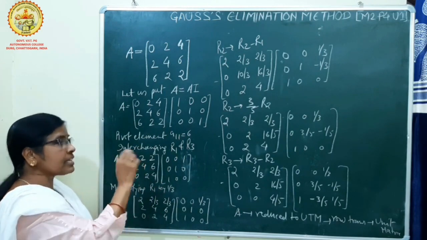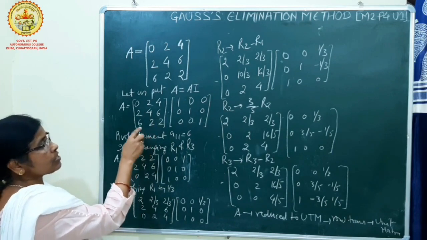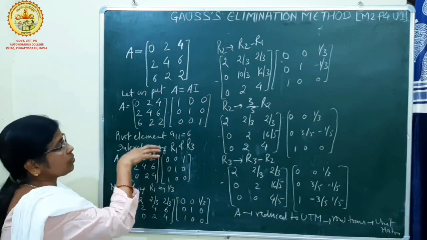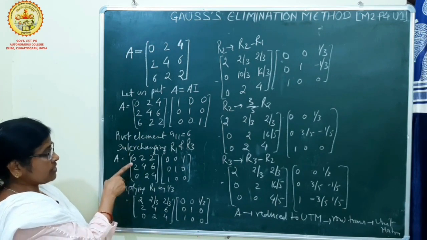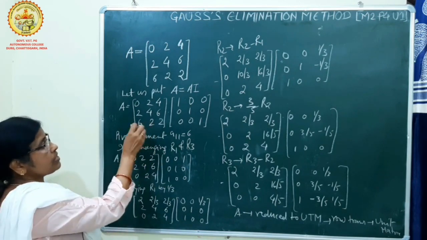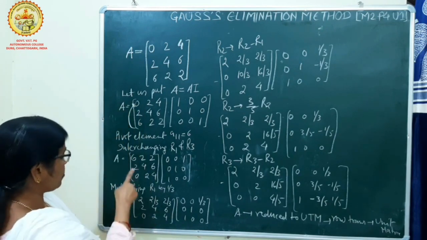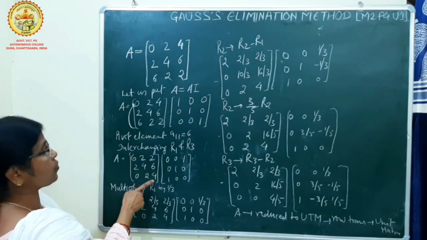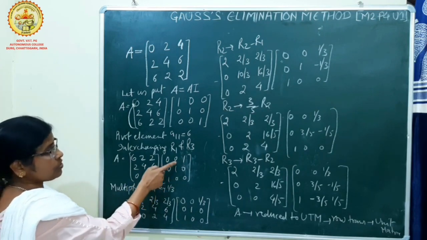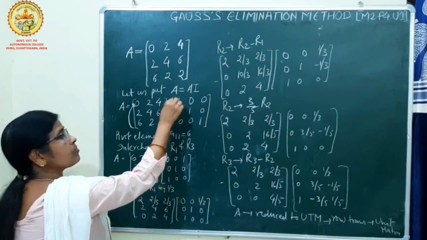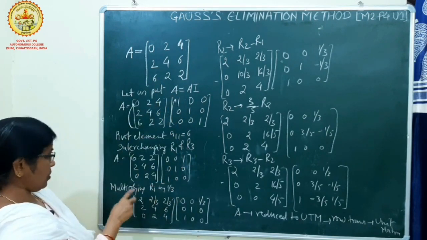Now interchanging rows R1 and R3, because the pivot element is in the third row. So A becomes 6, 2, 2, 2, 4, 6, 0, 2, 4, where rows 1 and 3 are interchanged. Similarly in the unit matrix, R3 shifts to R1: 0, 0, 1, 0, 1, 0, 1, 0, 0.